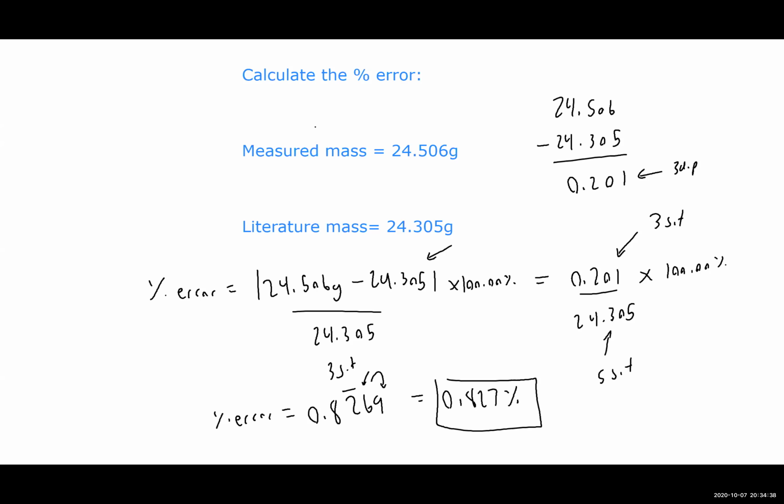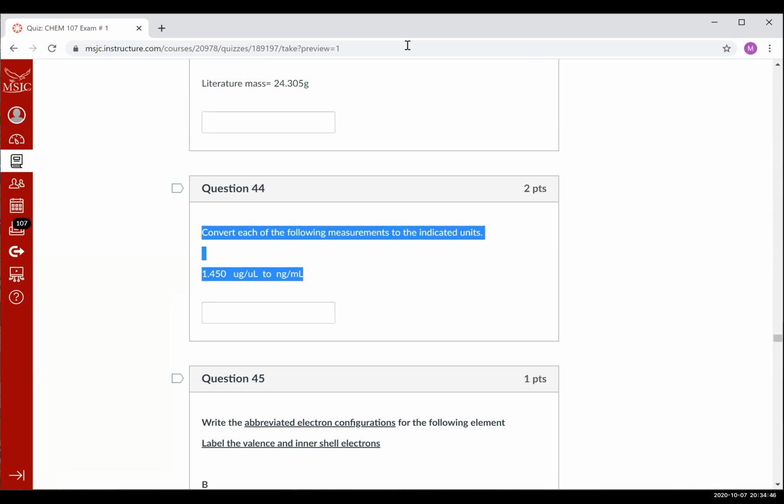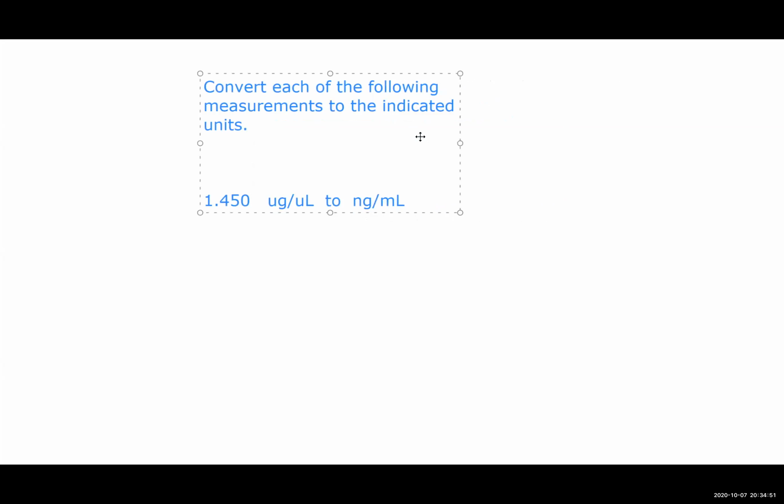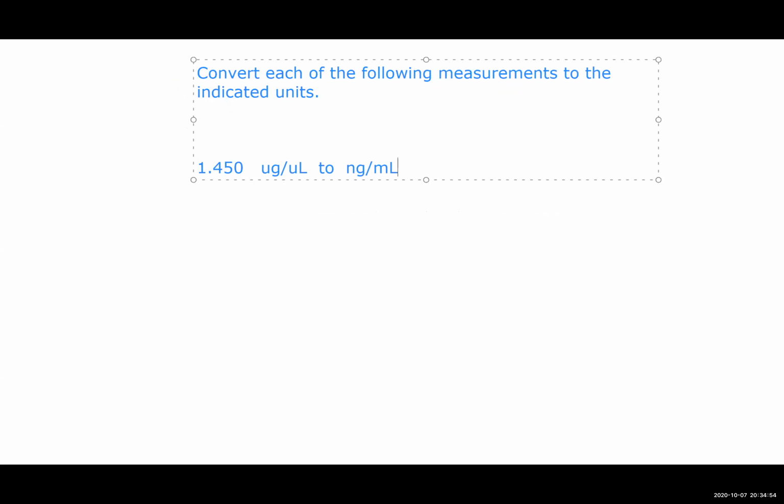In this case, we're asked to perform a unit conversion. We're asked to convert each of the following to the indicated units. We're starting off with units of micrograms per microliter. We're always going to go through our base units. So we're going to go from micrograms to grams, and then to nanograms, and then from microliter to liter to milliliter.